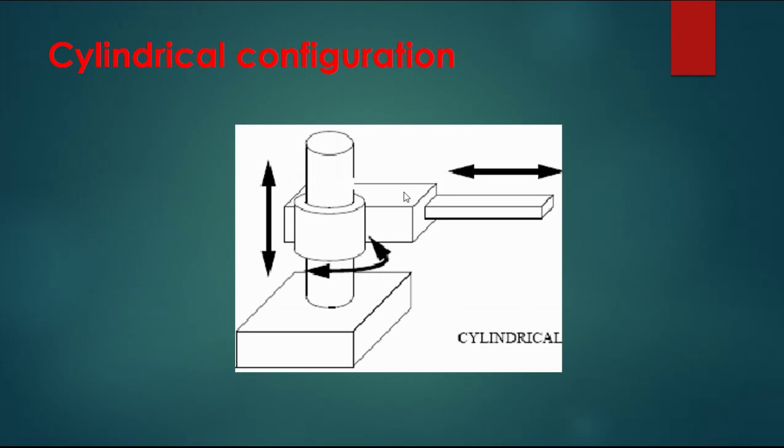Now you can see the base and the cylindrical column is fixed, and this particular arm rotates with respect to this axis, and that's why it rotates 360 degrees, and it is totally accessible to its 30-degree freedom. That's why it is called cylindrical configuration, as well as it can move upward, downward, and it also moves to and fro with its arm.